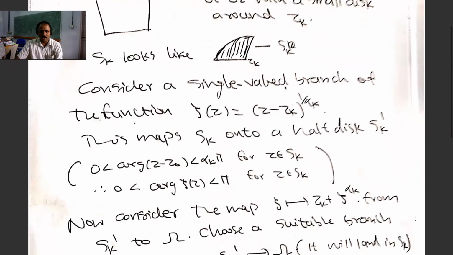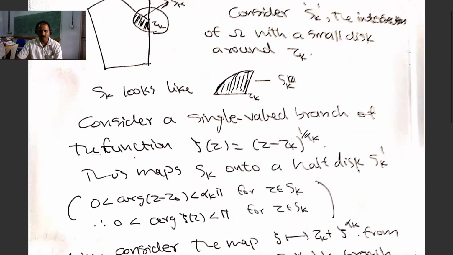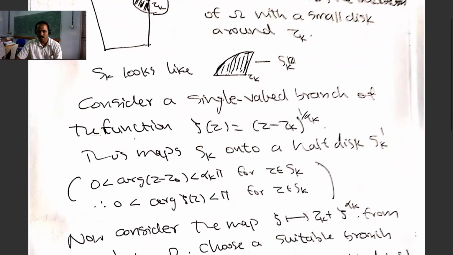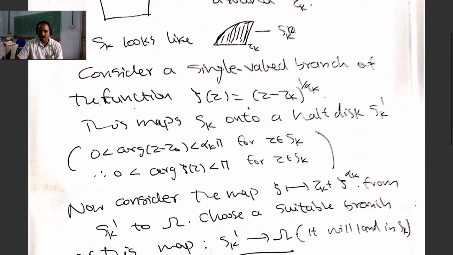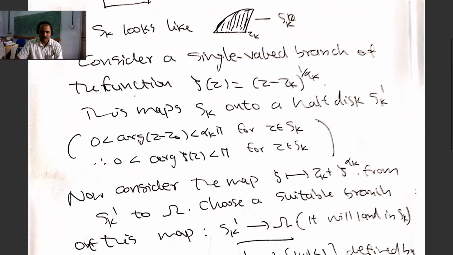Now consider a single valued branch of the function zeta of z equal to (z minus z k) to the power 1 by alpha k. Remember, z k is not part of this region, therefore this never vanishes. Therefore you have a single valued branch of this, just like the square root function. This maps S k onto the half disk. Because in S k, the argument of z minus z k varies from 0 to alpha k pi, its image argument will vary from 0 to pi. So it will map onto some half disk, which we denote by S k prime.